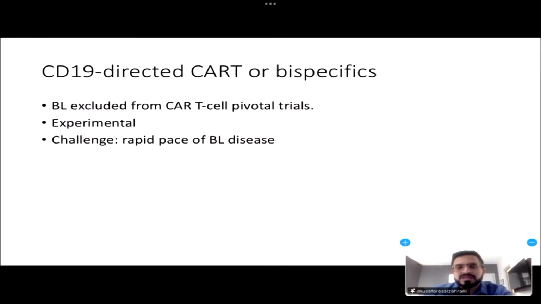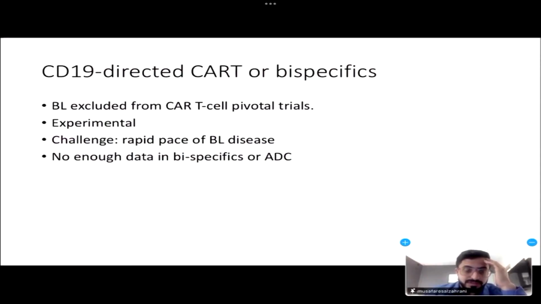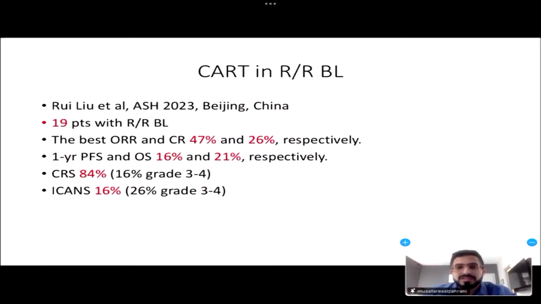One of the challenges with CAR-T in Burkitts lymphoma is the rapid pace of the disease. While waiting for CAR-T to be manufactured, patients will probably progress and will not have time to reinfuse the cells. There's not enough data on bispecifics or antibody drug conjugates, unfortunately. One study presented at ASH last year by a Chinese group included 19 patients using CD19 CAR-T, and the outcomes seem encouraging, but this needs to be looked at in future studies to confirm these findings.